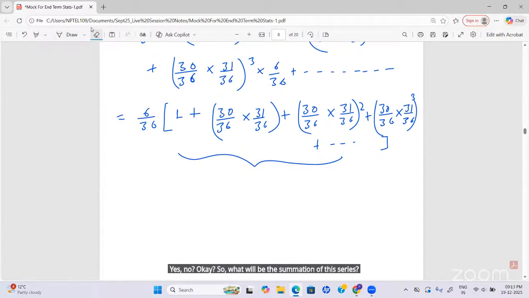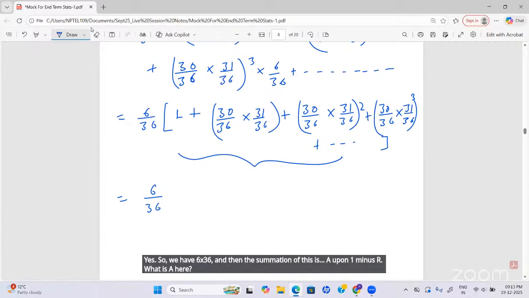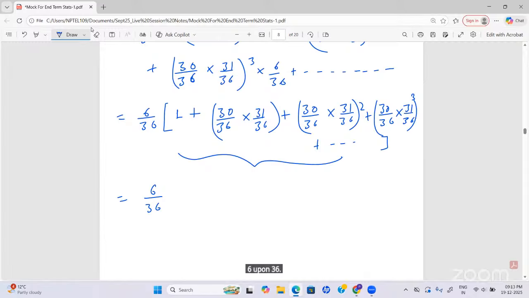A divided by 1 minus r. Yes. So we have 6 by 36, and then the summation of this is A upon 1 minus R. What is A here? 1. Oh, sorry, 1. So A will be 1 because this thing I have taken as common. So A is 1. A is the first term of the series, which is this.